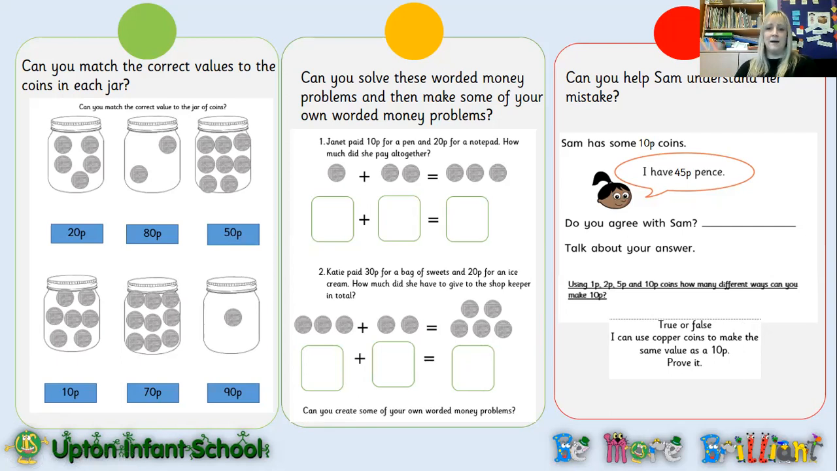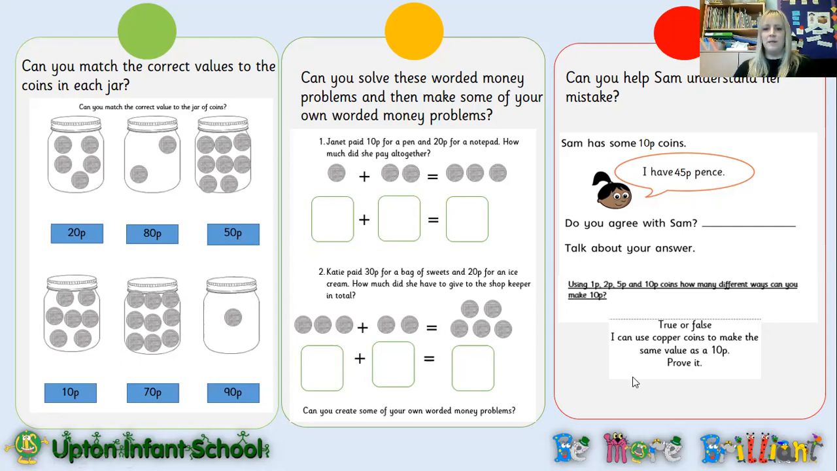So it says, can you help Sam understand her mistake? Now, Sam has some 10p coins and she says that she has 45p. Do you agree with Sam? Do you think you could explain to Sam why she's wrong? Why couldn't she have 45p? I know she definitely can't have 45p because remember, we're working in our tens and all our tens end in a 0. So she's definitely done something wrong there.